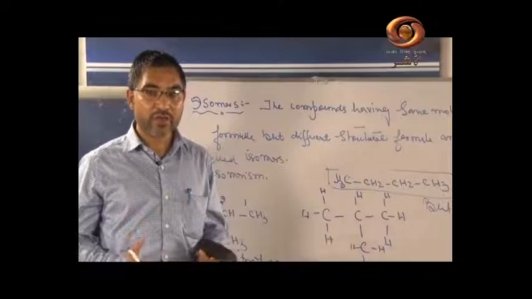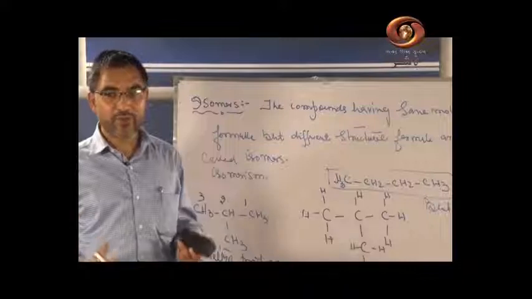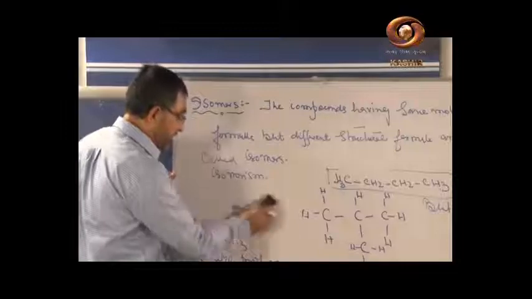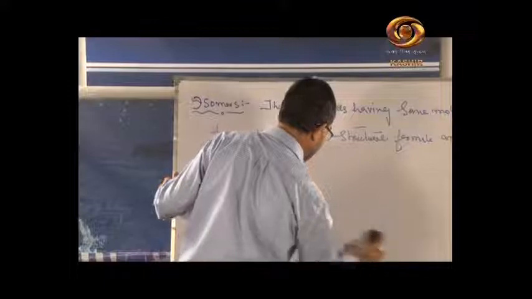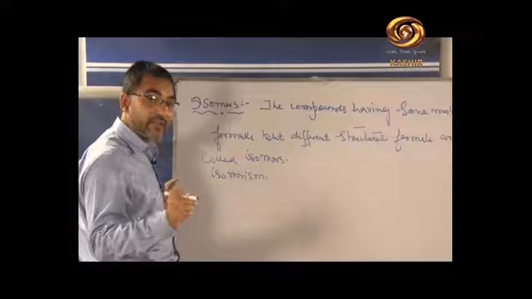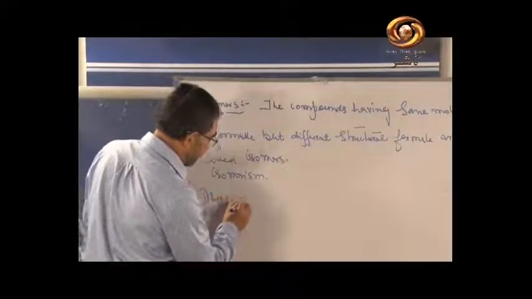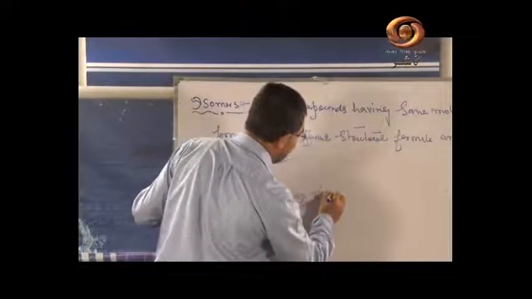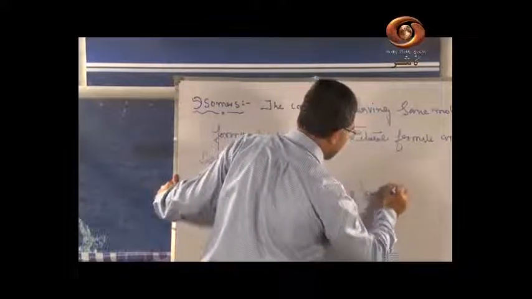A molecular formula can have several compounds with different structural formulas. Now, number two, you write down that isomers will have either different physical properties or different chemical properties, or both. Physical as well as chemical properties will be different.